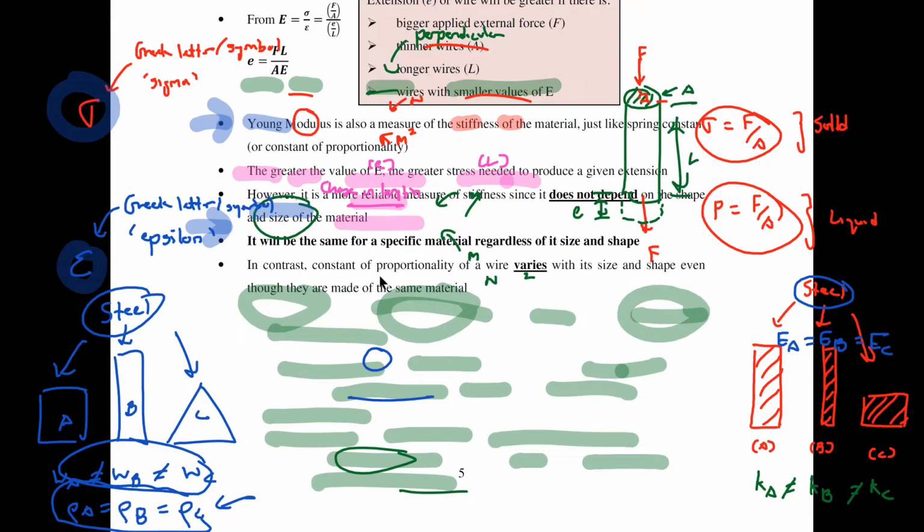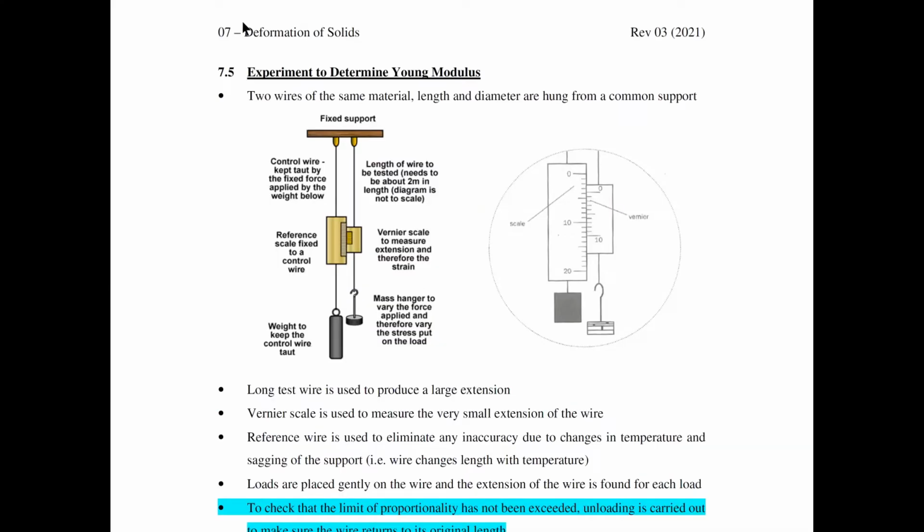Okay, so when you want to find out the Young's modulus of a particular material, you tend to have two wires made of the same material, length and diameter, that are hung from a common support. Your two wires are these two wires here. You hang them from the same point. One of the wires is going to be your test wire. One of your wires is going to be your control wire.